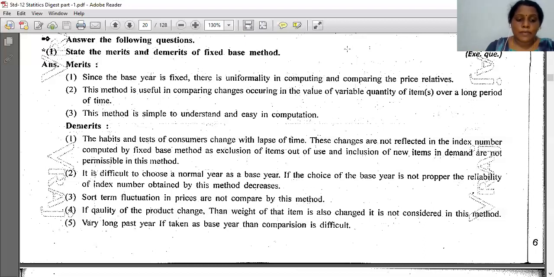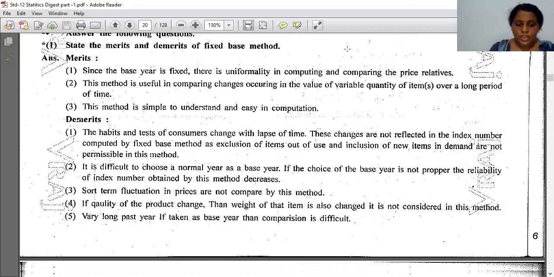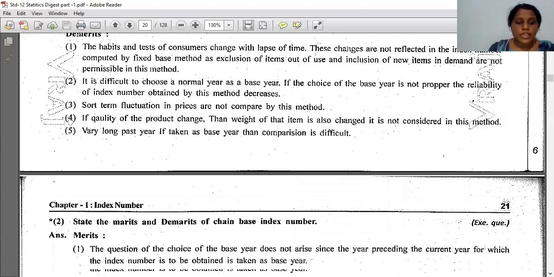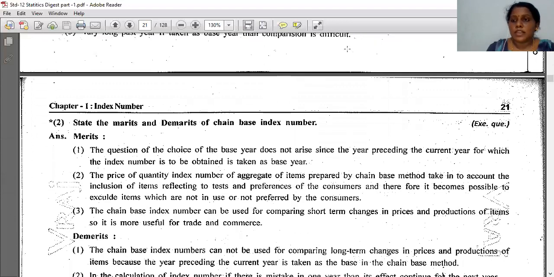So if a very long past year is taken as a base year, then comparison is difficult. Means if it is like 2001 to 2030, then 2001 will not be taken as a base year, right? Now next question. State the merits and demerits of chain-based index number.